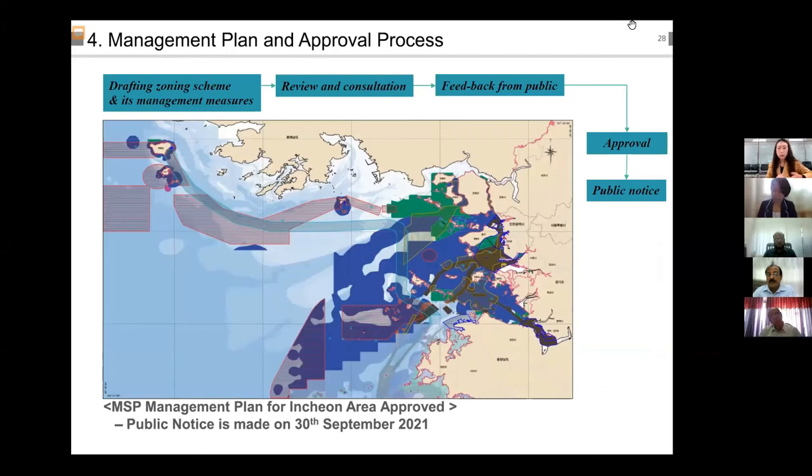What you see on this slide is the announcement made by the authority as of the 30th September.